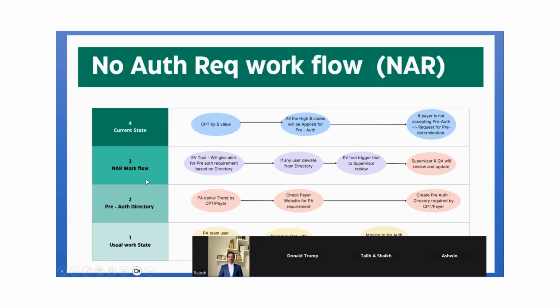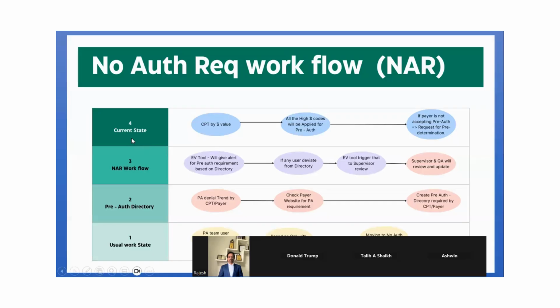What is the NAR workflow? The EV tool will give an alert for pre-auth requirement based on the directory. If you have a tool, an automation tool, you can trigger by the CPT code that auth is required here. If any user is saying that auth is not required for a CPT which is in the directory, then what do you need to do? It moves to the supervisor for review, right? As I mentioned, whenever people say no auth required, you put it under 100% audit so that this problem can be solved forever. And supervisor QA will review and then update.